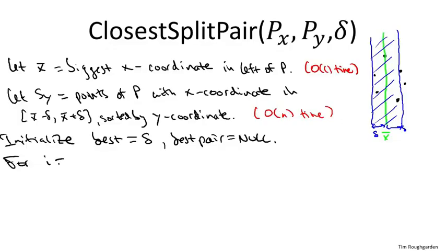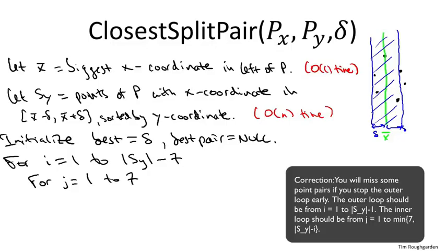Now here's the linear scan. We go through the points of Sy in order of y-coordinate. Well, not quite all the points of Sy. We stop at the 8th to last point, and you'll see why in a second. And then for each position i of the array Sy, we investigate the 7 subsequent points of this same array Sy. So for j going from 1 to 7, we look at the ith and i plus jth entry of Sy.